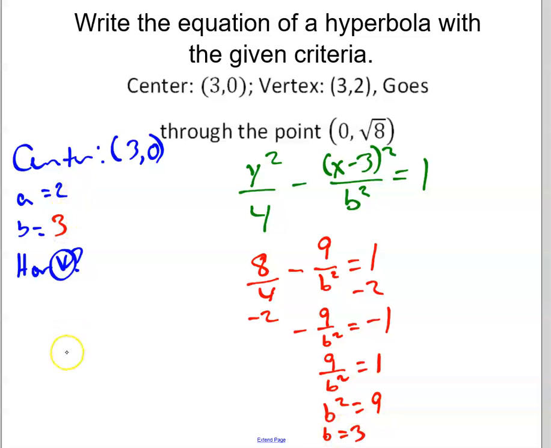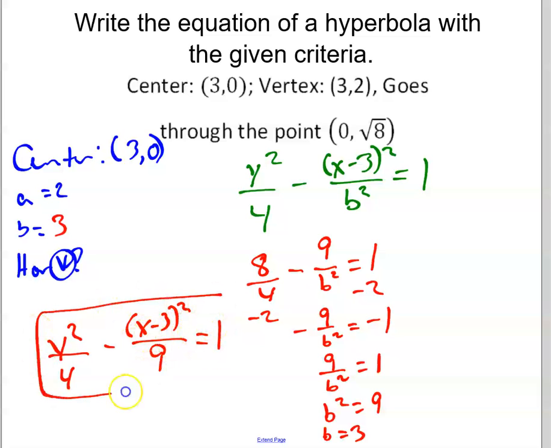Alright, so now we have all the information we need. We already pretty much have our equation. We just need to put in that last piece that we didn't know. All over b squared, which is 9. And there is our equation. And that is it for section 3, part 2.